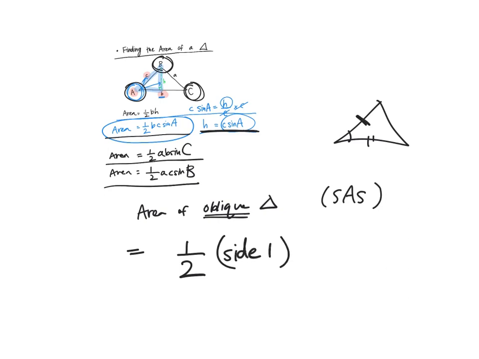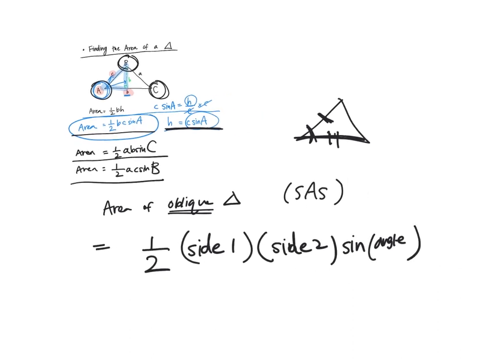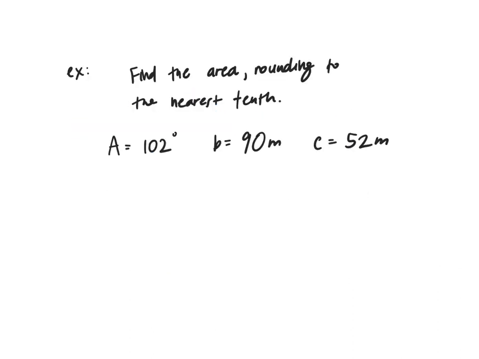Because you're given side length 1, times side length 2, the other side length, times the sine of the angle between them, okay? So that's how it can be done. Let's take a look at an example here.